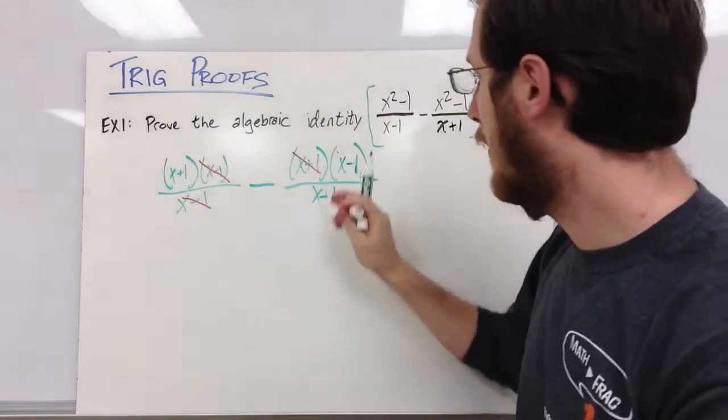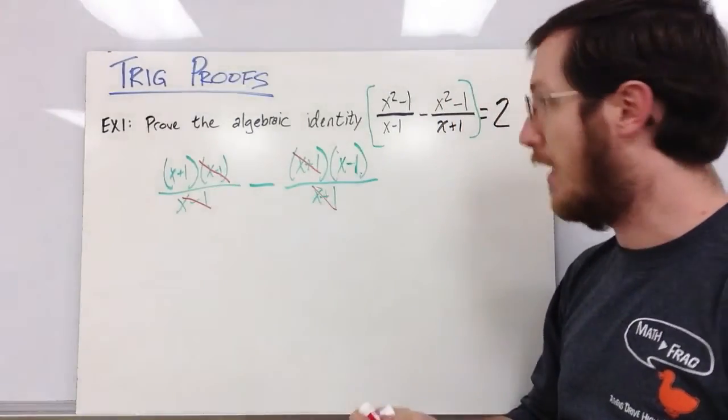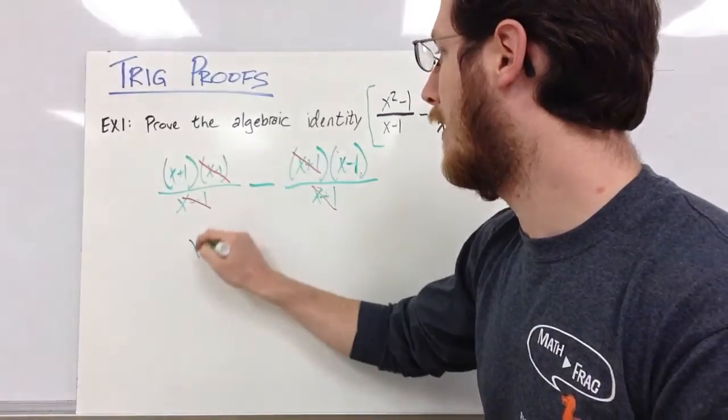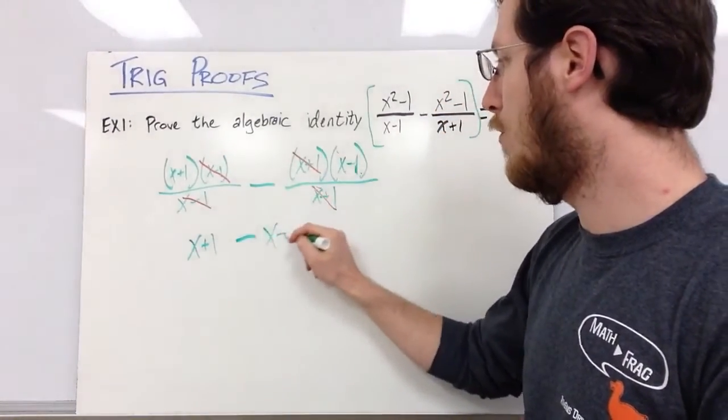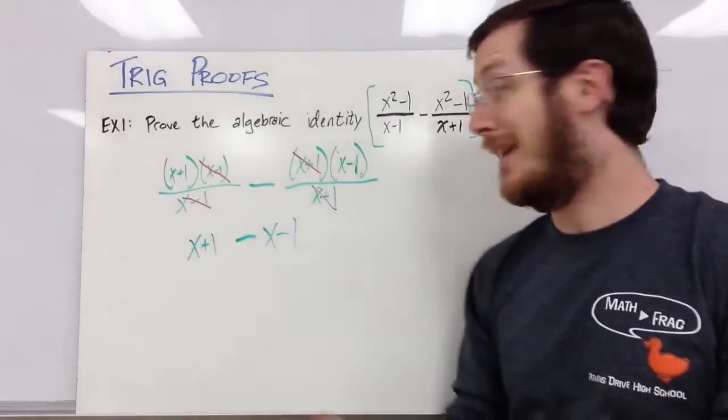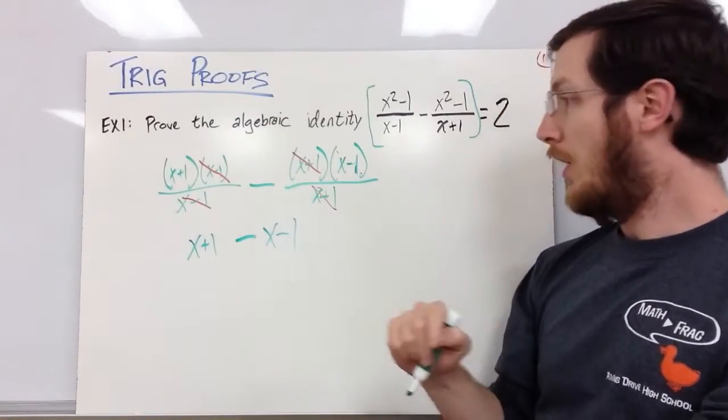So we've got x plus 1 crossed out. And what are we left with? We've got x plus 1, from here take away x minus 1. No more fractions. And again, we want this to look like 2.